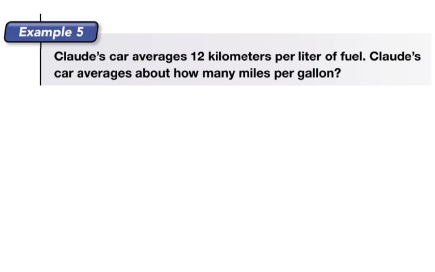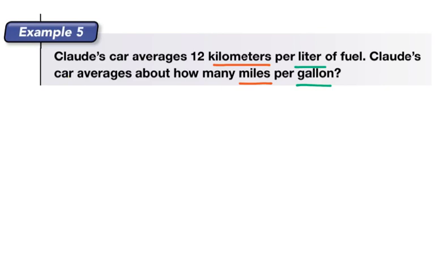We are now at the last example. Claude's car averages 12 kilometers per liter of fuel. Claude's car averages about how many miles per gallon? This is very similar to our last example where we're taking kilometers and we're going to transfer that over to miles. And we're taking liters and we're moving those into gallons.